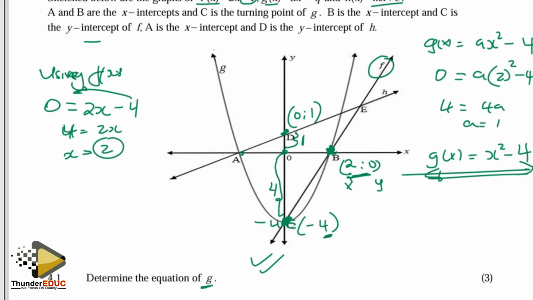Okay. The coordinates of A are going to just be negative 2 and 0, since this graph is divided into 2. If this is a 2, this is a negative 2. If this is a 4, that is going to be a negative 4. So we have 2 points, and we can get that equation.